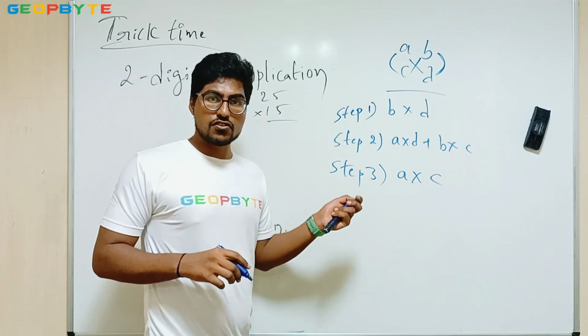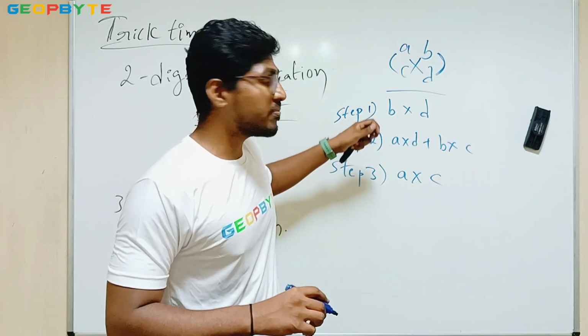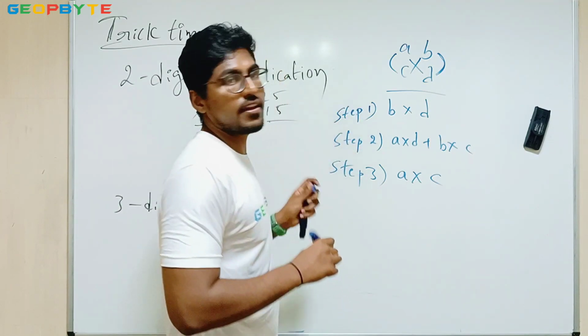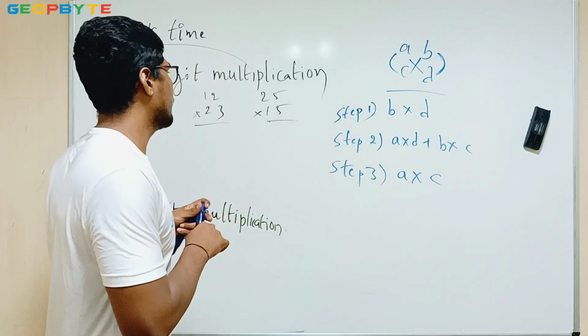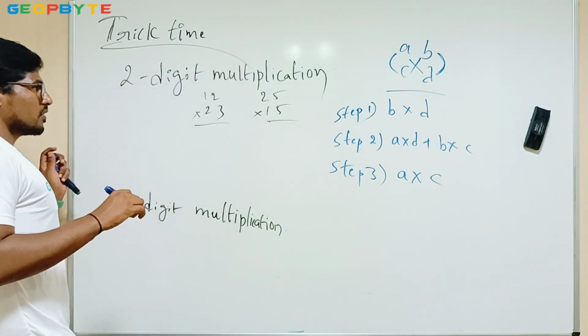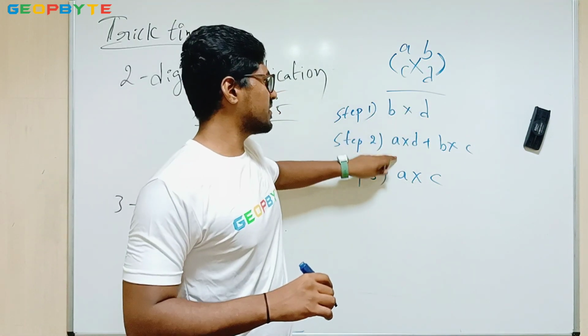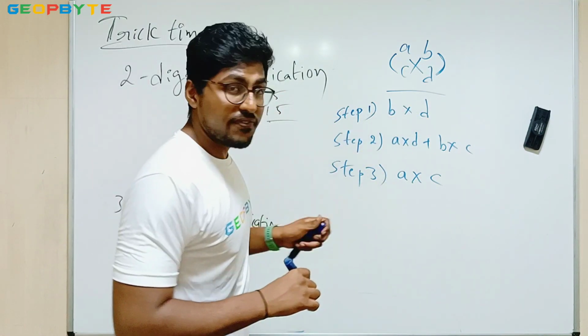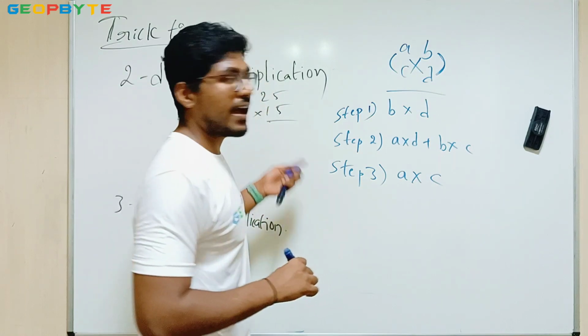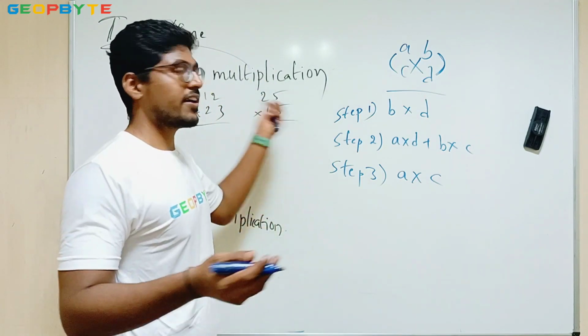Just do it first slowly. After that you will pick up the speed. Then you will do it very easily, very quickly, and very efficiently also. And if any carries are there, we have to add them, and that is the final answer that we will get.